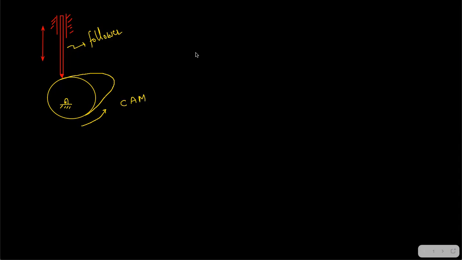Now just imagine the next position of the cam. If the cam has rotated by a certain angle, you can see this will be the new position of the cam. And the follower has no choice, it has to move in the upward direction. So the follower is being translated up in a linear fashion. This is usually the motion of the cam and follower.